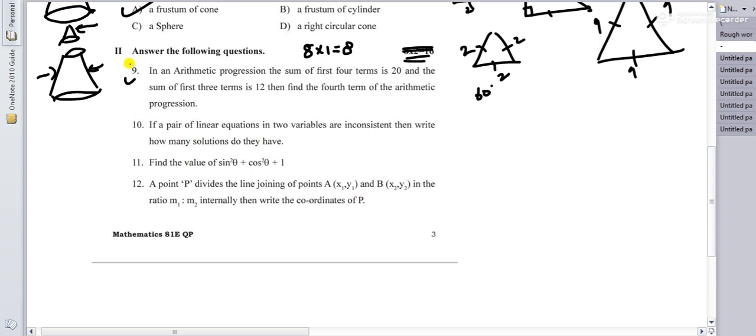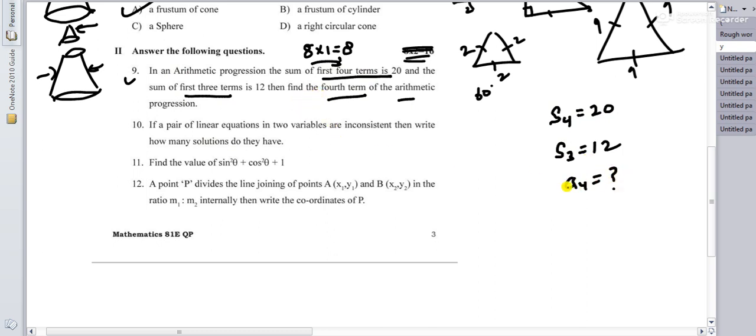So the first question is, in an AP the sum of first 4 terms is 20. Whenever they mention first 4 terms, for example first 3 terms or first 9 terms, it represents S4. And the sum of first 3 terms means it is S3, which is equal to 12. Then the fourth term of the AP, they have not asked the sum, they have asked the fourth term, A4 is question mark. So this is very simple.